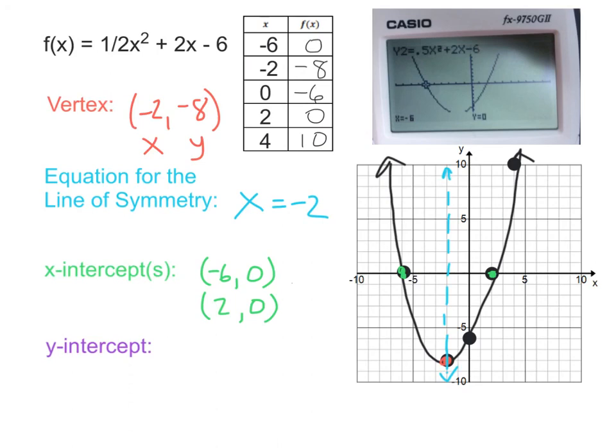Our y-intercept, where does our graph cross the y-axis? Well, our graph crosses the y-axis right here at -6. And again, we can see that because if we put a 0 in for x, we notice right here a 0 in for x gives us a y value of -6. So there's our y-intercept. So these are the key pieces of a parabola that we are going to need to know very, very well: the vertex, line of symmetry, the x-intercepts, and the y-intercept.